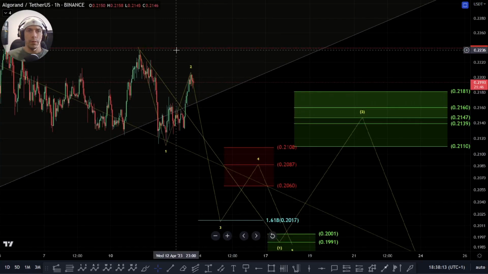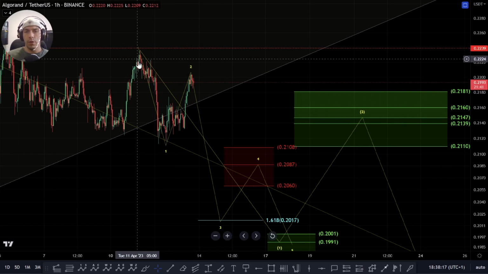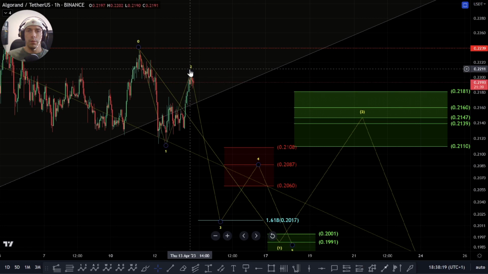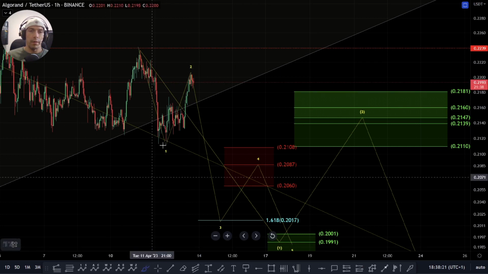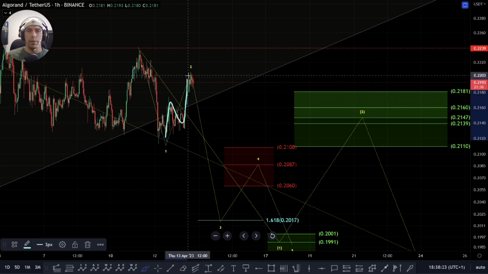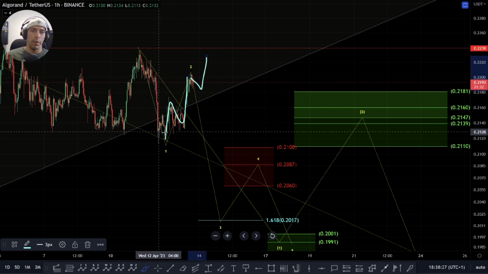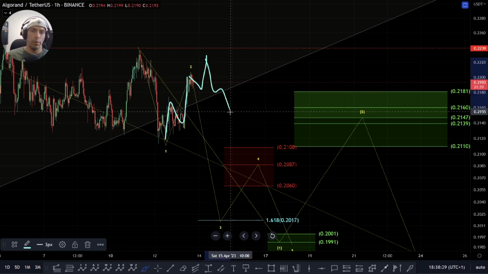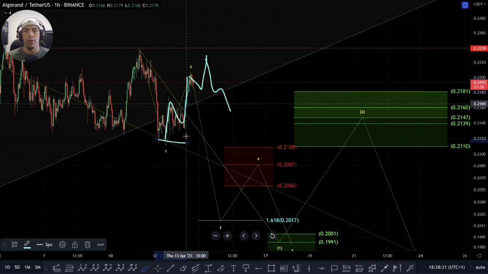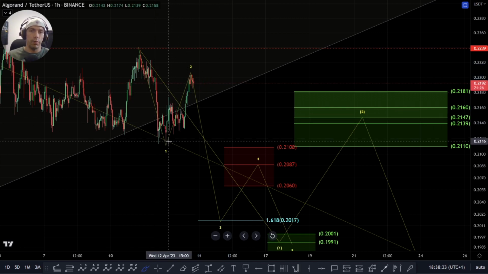So as long as we fail to actually take this high of this 2236, potentially what we could have here is a 1, 2, because at the moment all we have is three-wave structure, so we don't have a five-wave structure. If we get a fourth wave and a fifth wave, then we have five-wave structure, and we'd be looking for that three-wave move down, holding these lows. At the moment, all we have is three-wave structure.